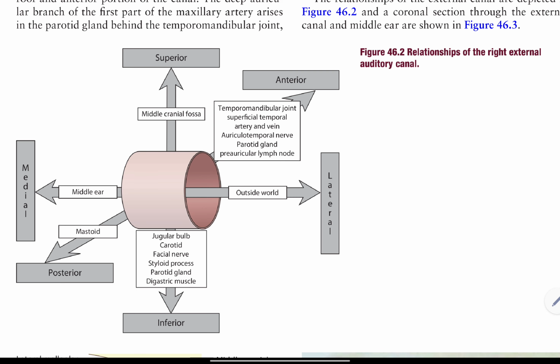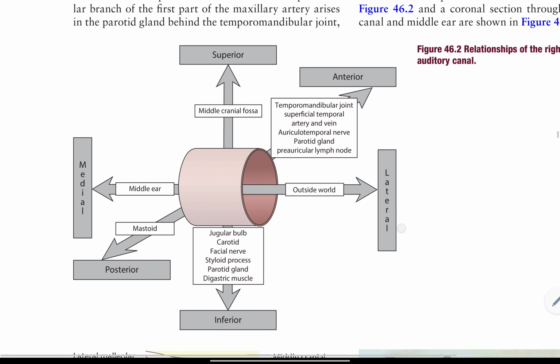Figure 46.2, relationship of the right external auditory canal. Superiorly, middle cranial fossa; anteriorly, temporomandibular joint, superficial temporal artery and vein, auriculotemporal nerve, parotid gland, pre-auricular lymph node. Outside world, lateral; inferiorly, jugular bulb, carotid, facial nerve, styloid process, parotid gland, digastric muscle. Posteriorly, mastoid. Medially, middle ear.